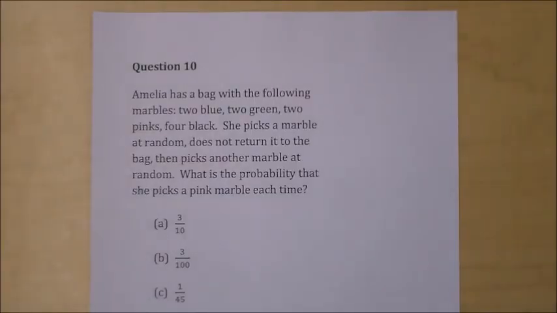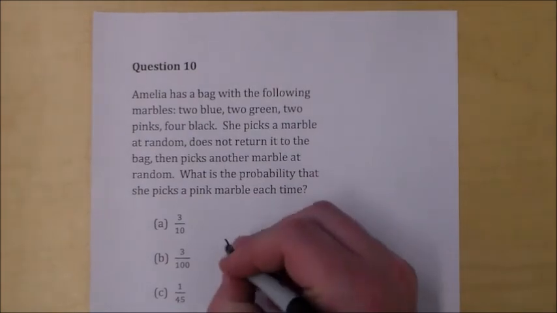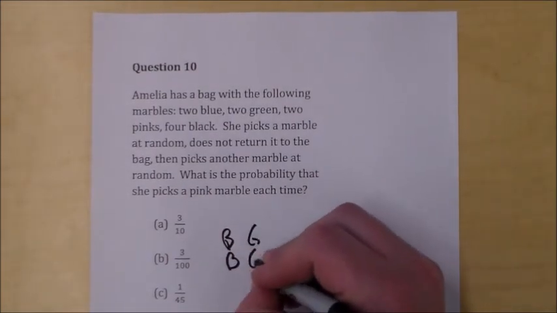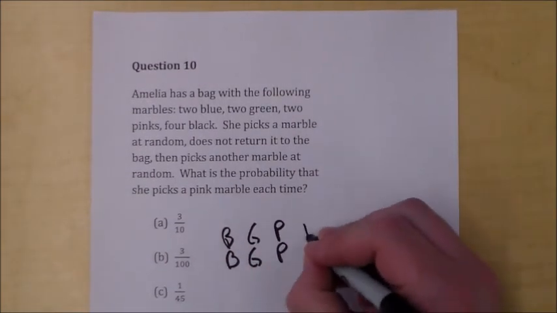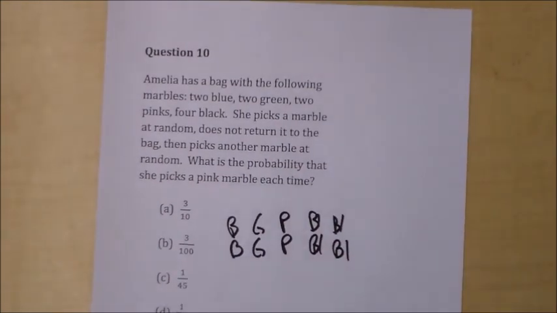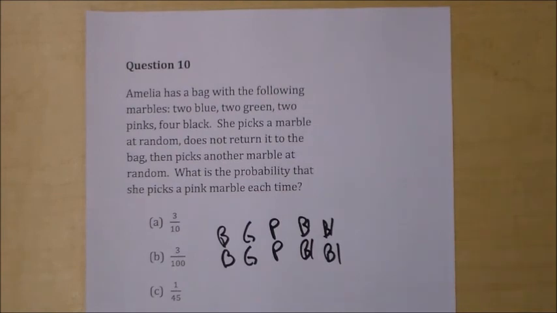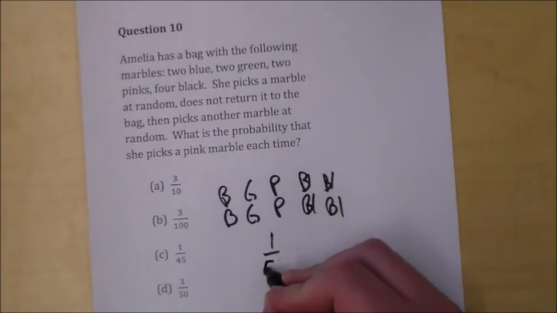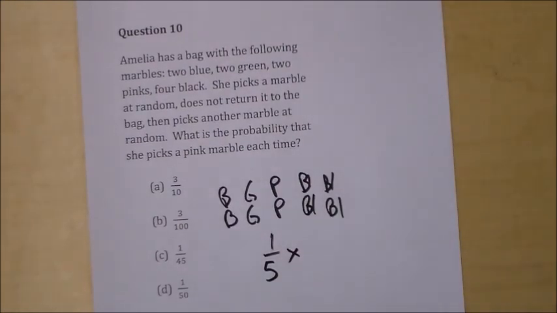Question 10. Amelia has a bag with the following marbles: 2 blues, 2 greens, 2 pinks, and 4 black marbles. She picks a marble at random, does not return it to the bag, then picks another marble at random. What is the probability that she picks pink each time? The first choice, she has 2 favorables out of 10 possible, so that's 2 out of 10 or 1 out of 5.